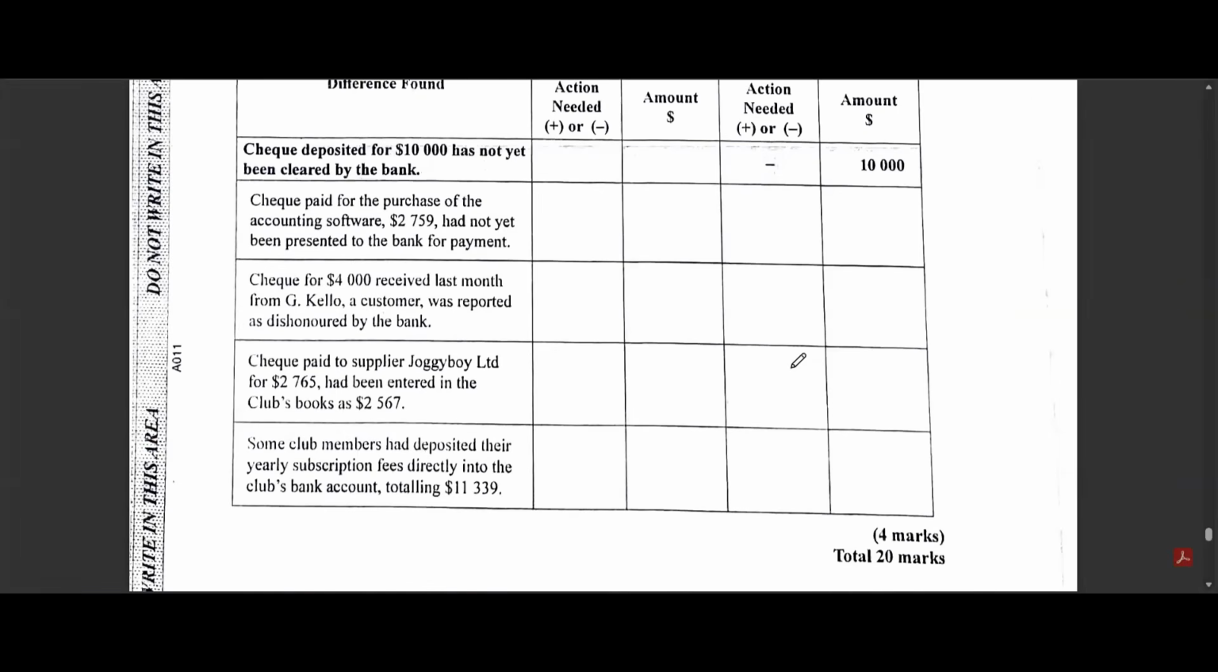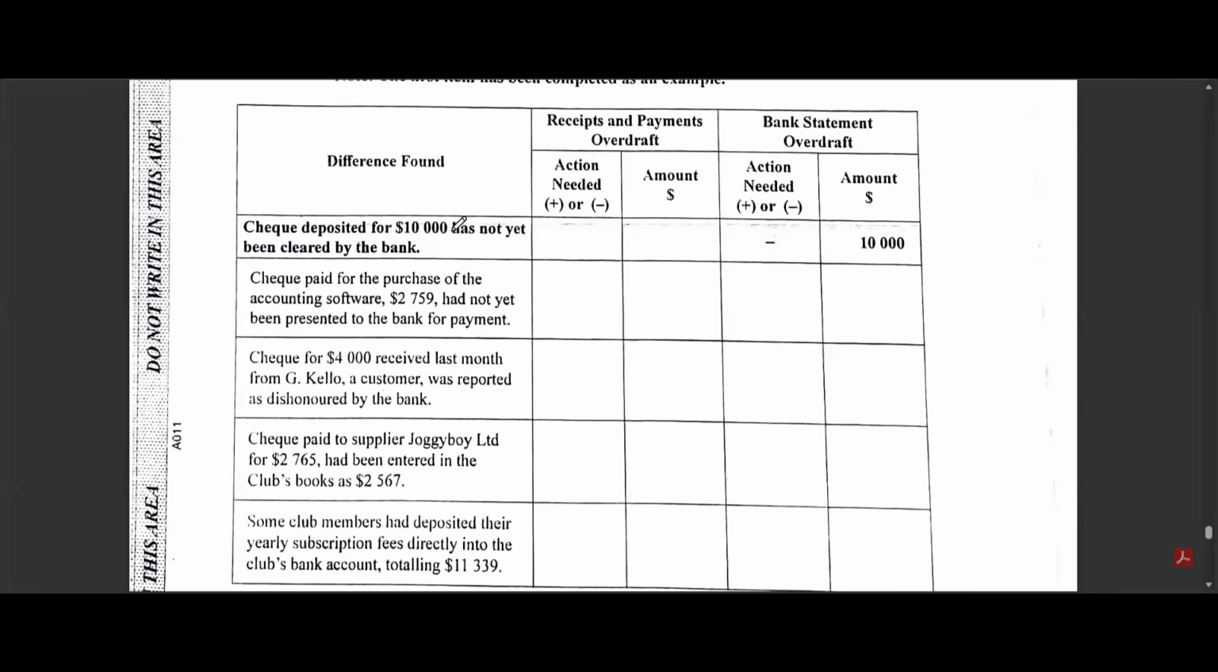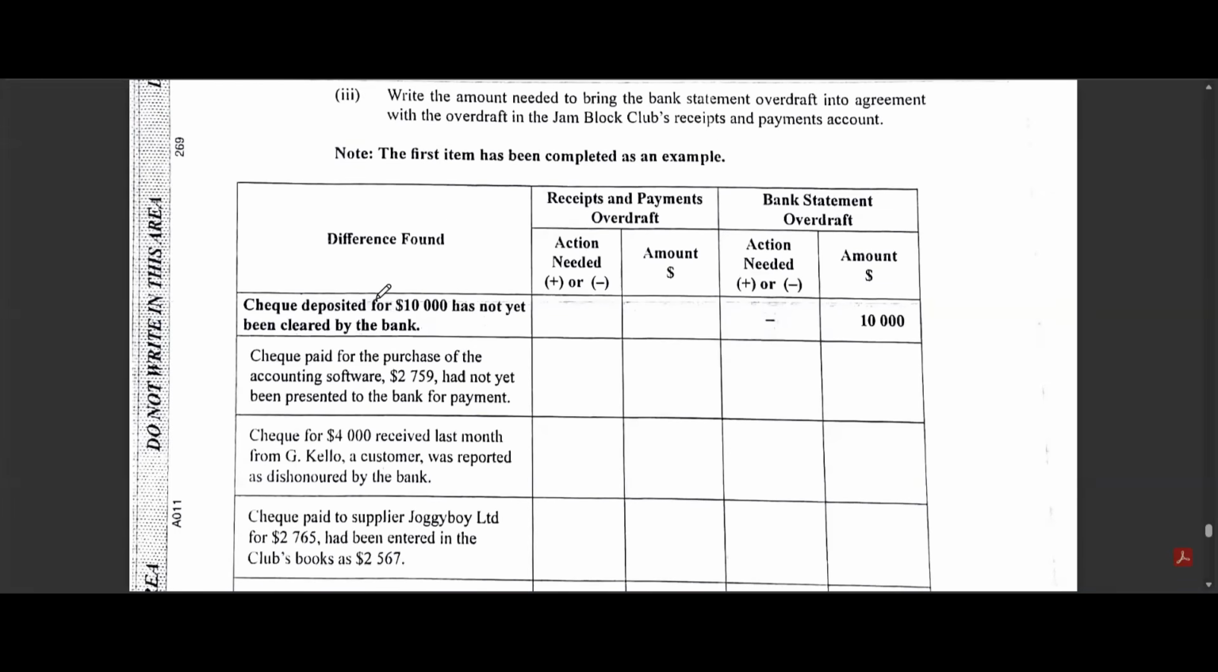Alright, guys, let's go with the first one. A check deposited for 10,000 has not yet been cleared by the bank. Now, this was actually the example given to us. So they're saying a check was deposited for 10,000. That means we would have put that in the receipts and payments account, but the bank did not yet clear it. Therefore, it did not yet hit the bank statement. So we would have to subtract that 10,000. Right? Not yet been cleared by the bank, so therefore it's not in the bank statement. So subtract from the bank statement 10,000. Good.